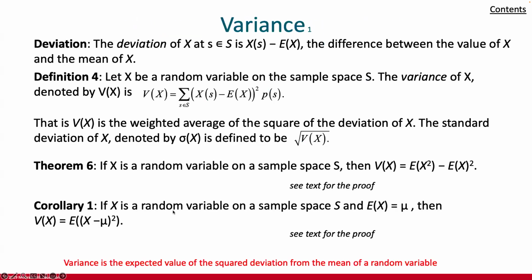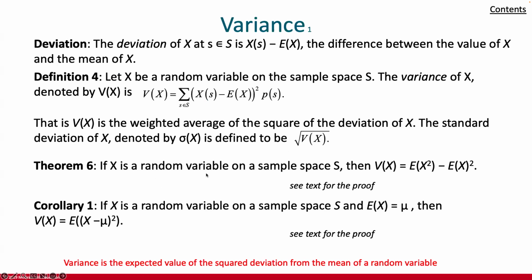Then we have variance, and so variance is the expected value of the square deviation from the mean of a random variable. So the deviation of X, where s is an element of the set S, is X(s) minus E(X), the difference between the value of X and the mean of X. Definition here: let X be a random variable on the sample space S. The variance of X, denoted by V(X), is equal to that equation. That is, V(X) is the weighted average of the square of the deviation of X. The standard deviation of X, denoted by sigma(X), is defined to be that.